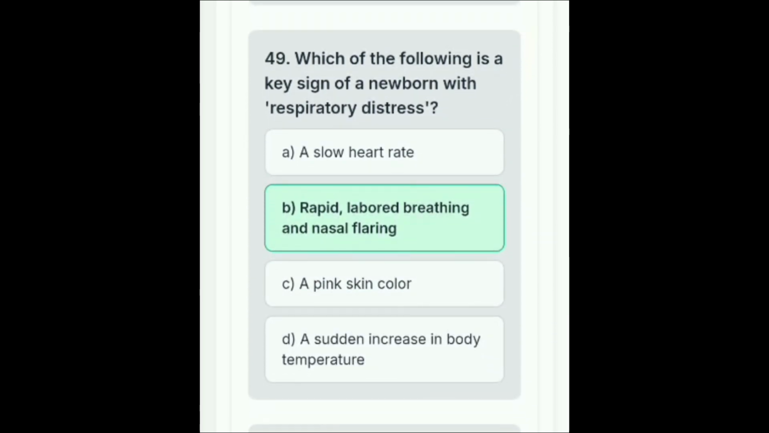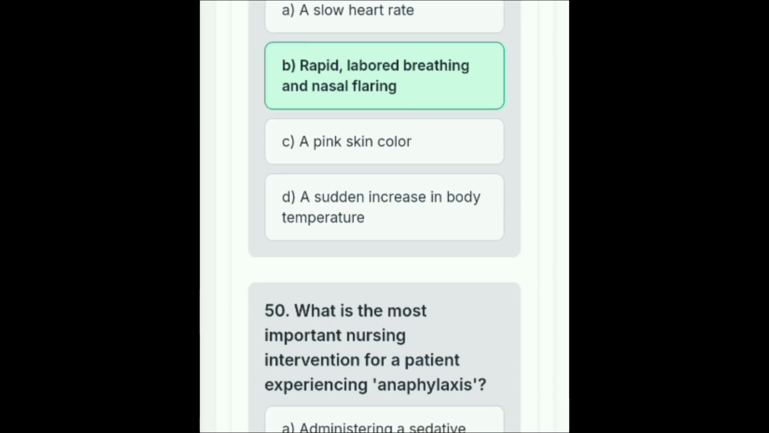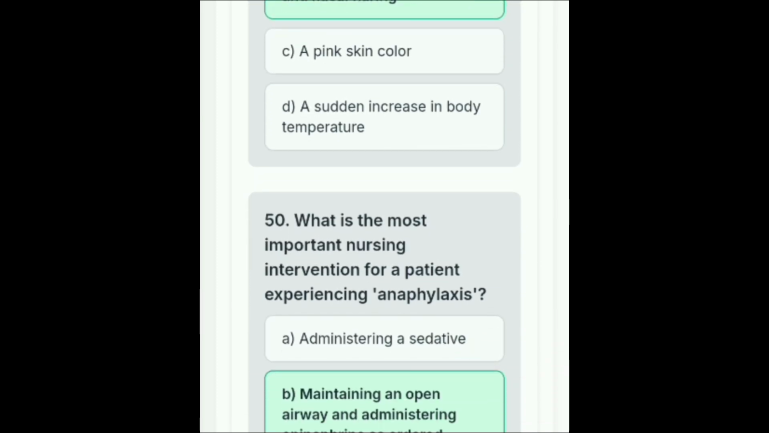49. Which of the following is a key sign of a newborn with respiratory distress? Option A, a slow heart rate. Option B, rapid labored breathing and nasal flaring. Option C, a pink skin color. Option D, a sudden increase in body temperature. So the B is the correct answer.